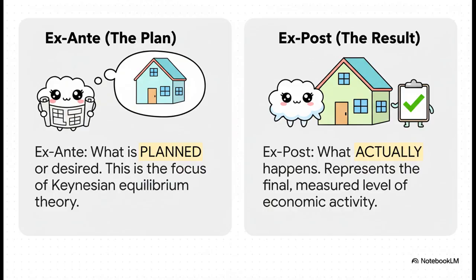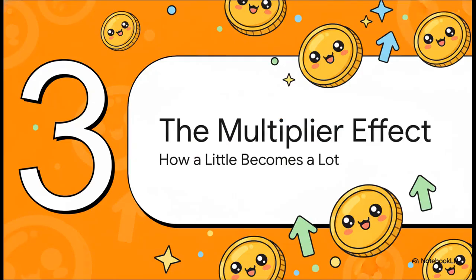And now, for maybe one of the most powerful, almost magical ideas in all of economics, the investment multiplier. This is the idea that just a little bit of new spending can set off a chain reaction that leads to a much, much bigger change in the whole economy. It's like a small pebble causing a huge ripple.